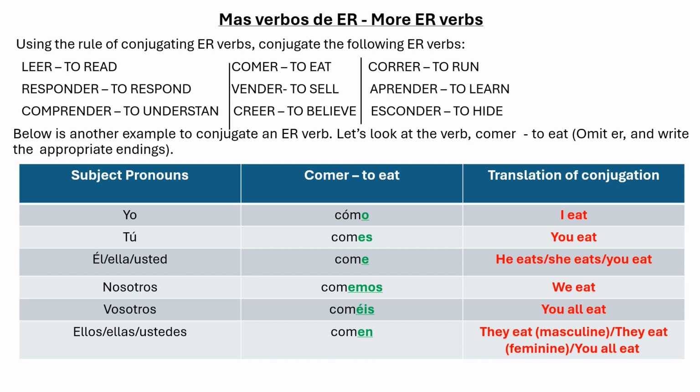Nosotros comemos. We eat. Vosotros coméis. You all eat. Ellos, ellas, ustedes comen. They eat, they eat feminine, and you all eat. This is the conjugation of the verb comer. Please pause the video and copy this conjugation neatly in your notebook and also conjugate the other ER ending verbs which I have given on the screen.